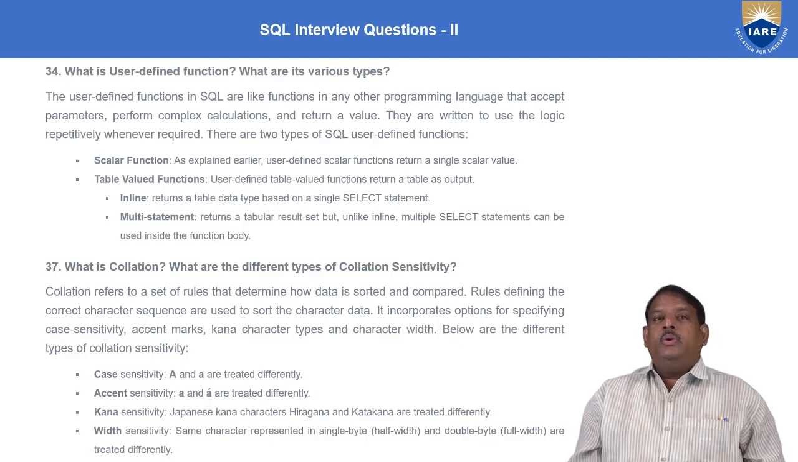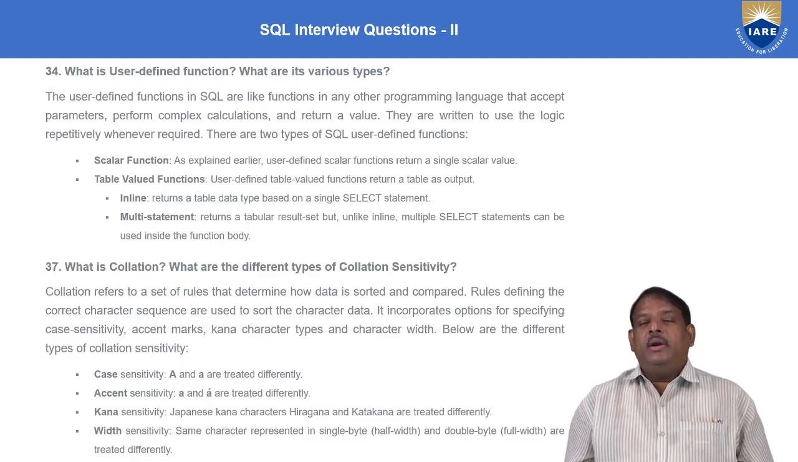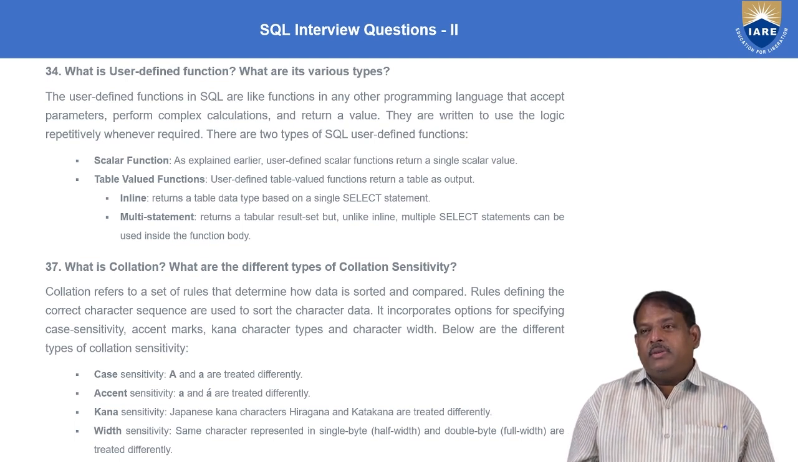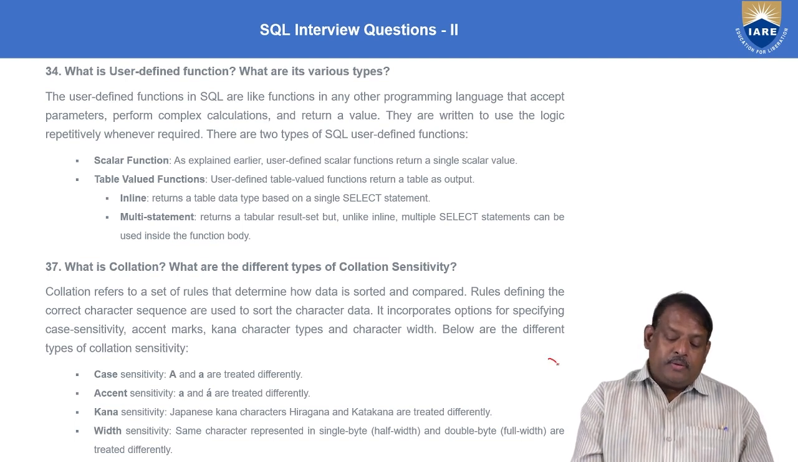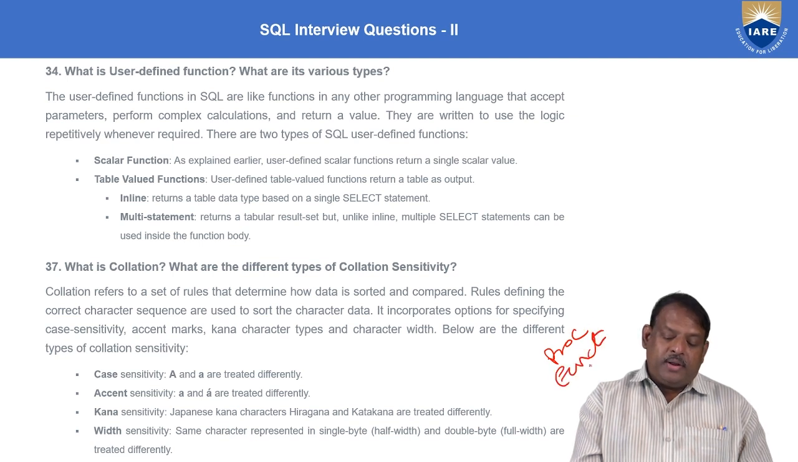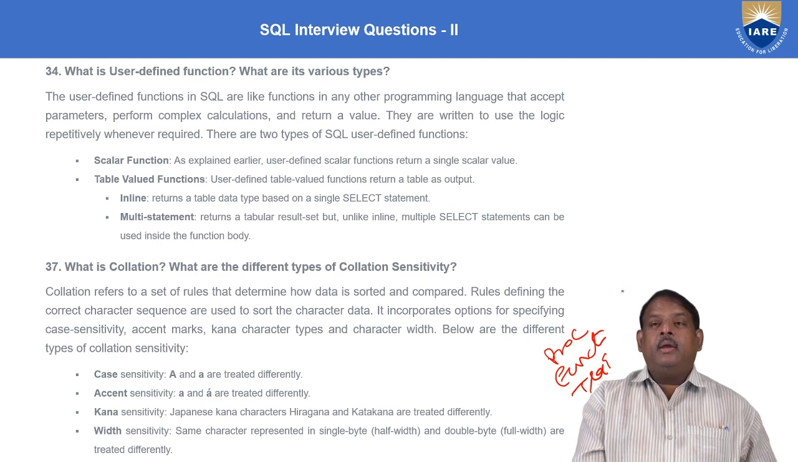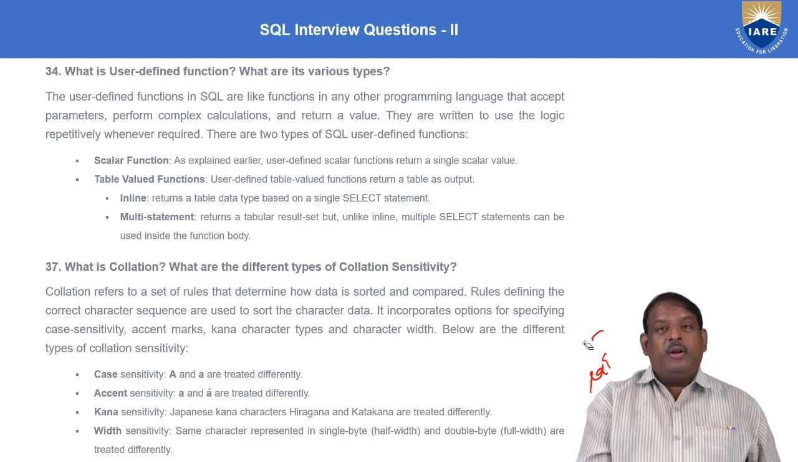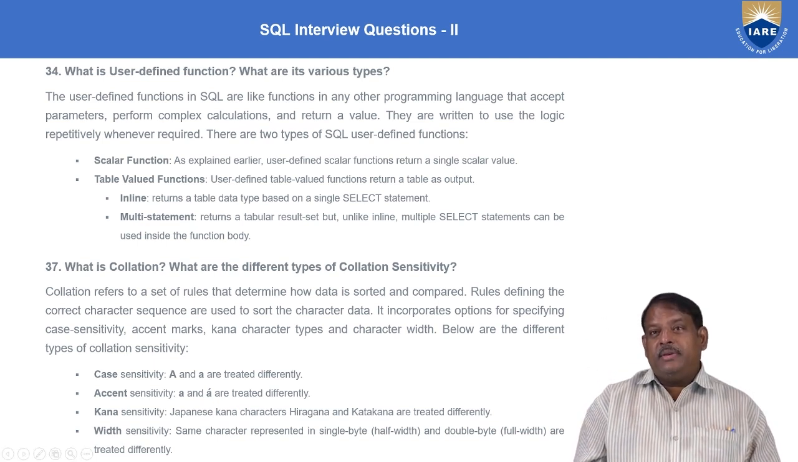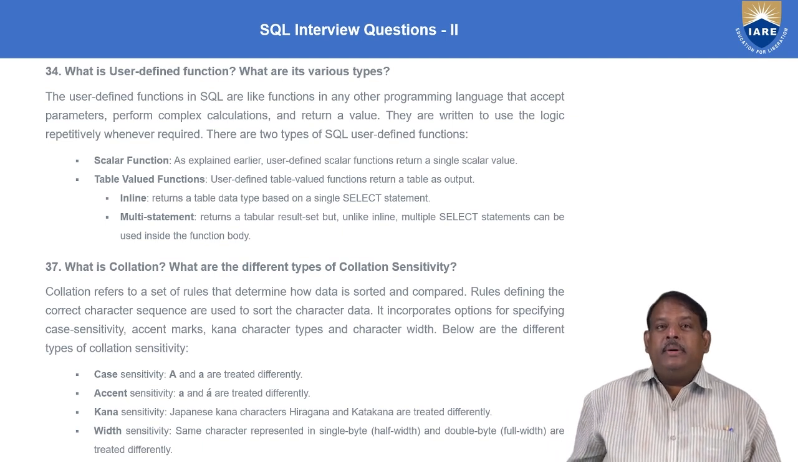Okay, now what is a user-defined function and what are its types? So what is a user-defined function? These are special routines in SQL in a database, like procedures. We also have functions and triggers. All these are programmable objects in a database. So the user-defined function in SQL is like a function in any other programming language that accepts parameters, performs complex calculations, and returns a value.